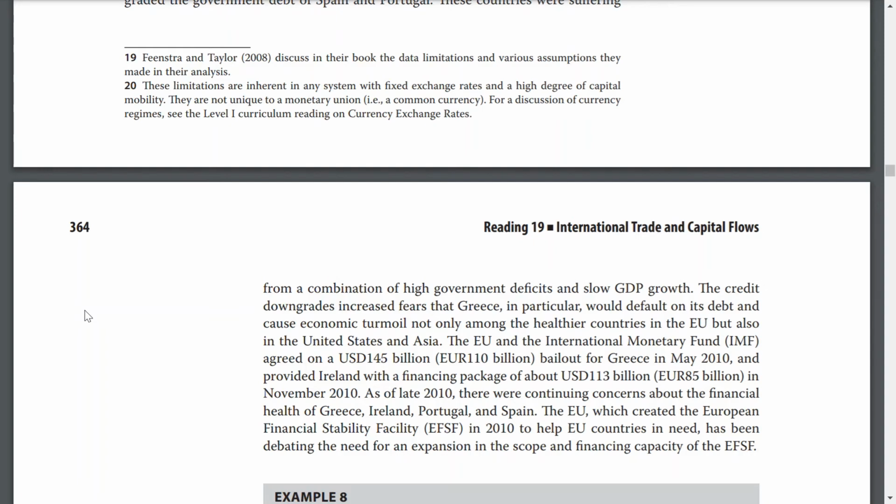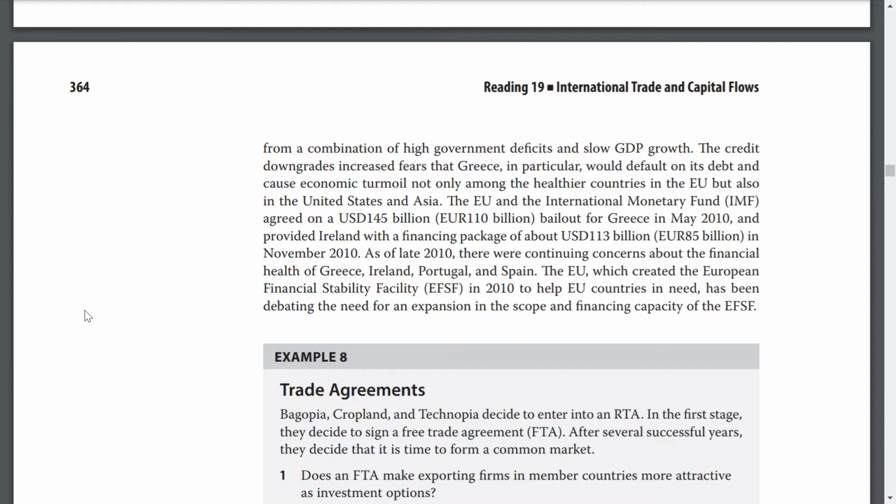The EU and the International Monetary Fund (IMF) agreed to a $145 billion US dollar bailout for Greece in May 2010 and provided Ireland with a financing package of around $113 billion in November 2010. As late as 2010, there were continuing concerns about the financial health of Greece, Ireland, Portugal, and Spain. The EU, which created the European Financial Stability Facility in 2010 to help EU countries in need, has been debating the need for an expansion in the scope of financing capacity for the EFSF.